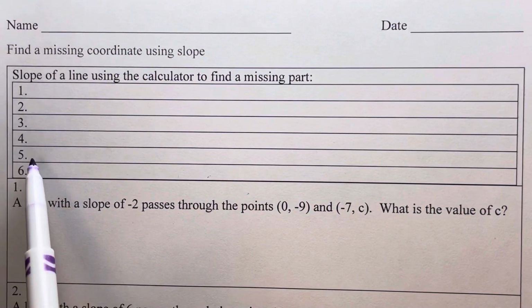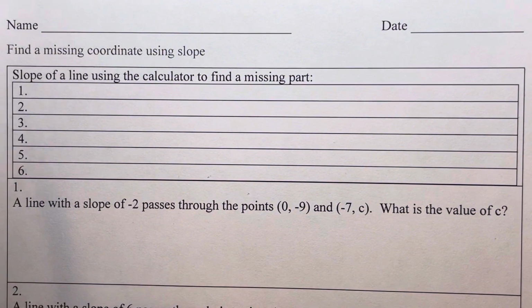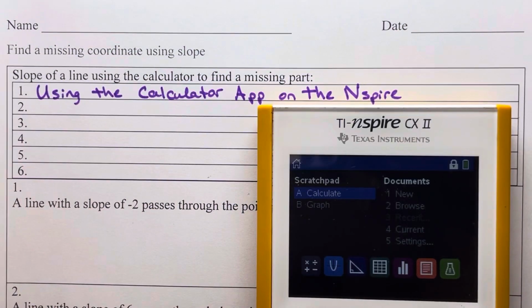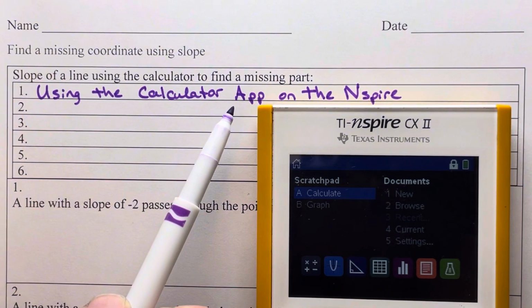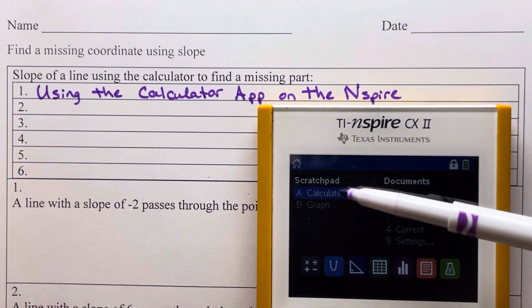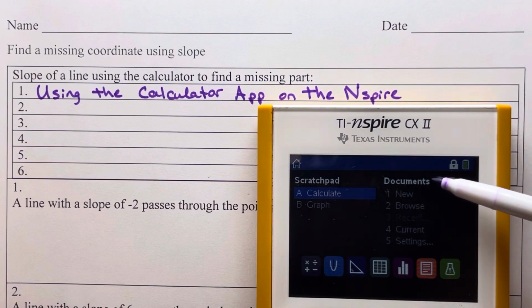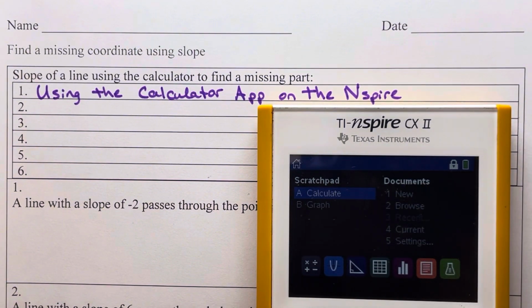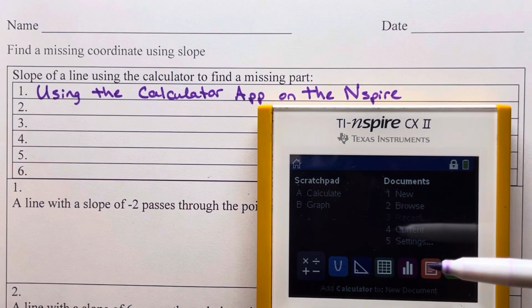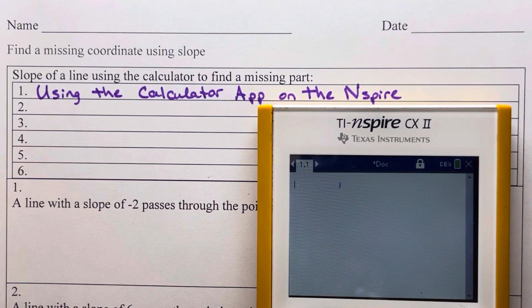There are 6 steps that we can use to help us find the missing coordinate when we've been given the slope. So let's find out what they are so that we'll know how to use the TI Nspire. To start off this process, we need to use the calculator app on the Nspire. On the Nspire, we have a scratch pad option, but we also have these other document options that you could find over here in the documents, or you could come down to the bottom of the screen and you can use this little icon. So we're going to use the calculator app and open it to be there.